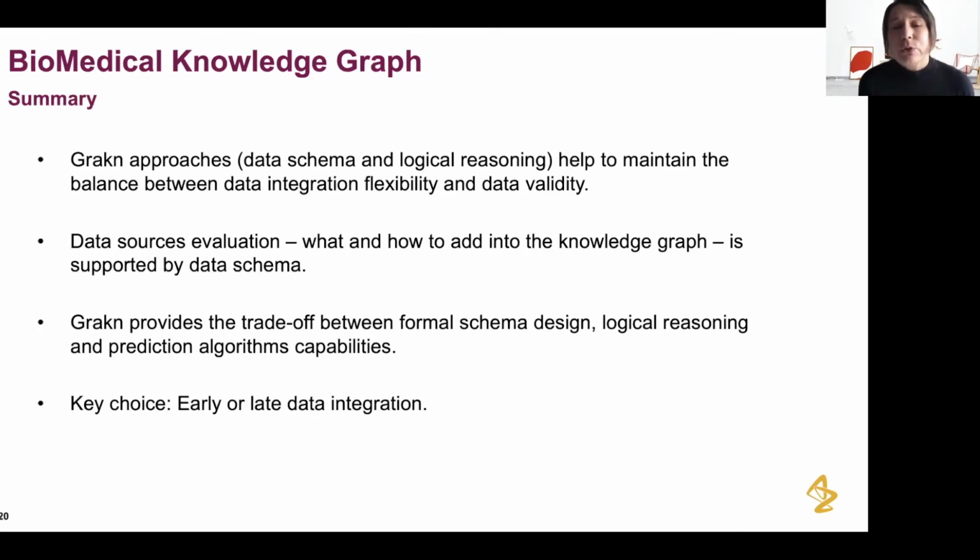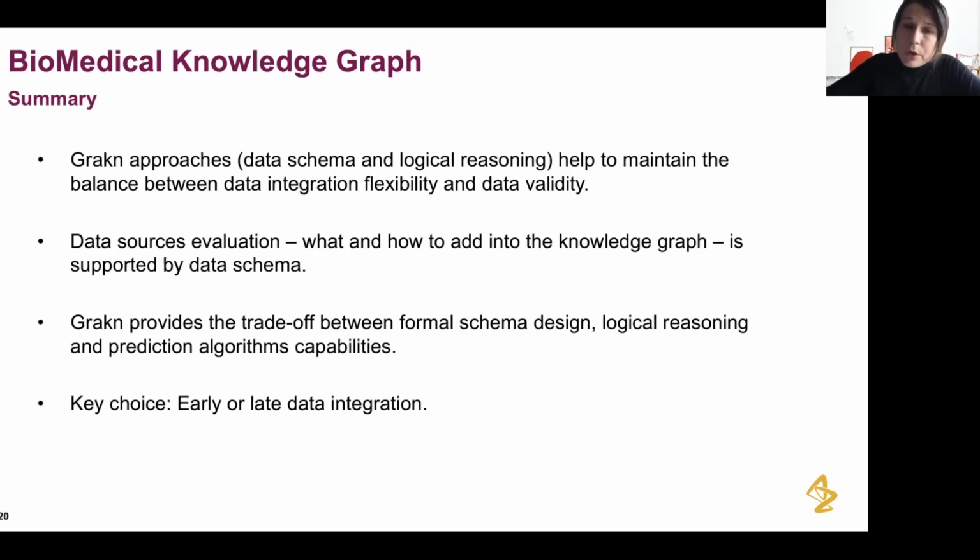Data sources evaluation. That's what we are doing on an everyday basis: what data we want to put into the knowledge graph, and how to add it into the knowledge graph. And when it is supported by a data schema, at least you can be sure that the data skeleton was there and it's robust and trustable. It's quite important. I believe that Grakn provides a very good trade-off between formal schema design, logical reasoning, and prediction algorithms capabilities.